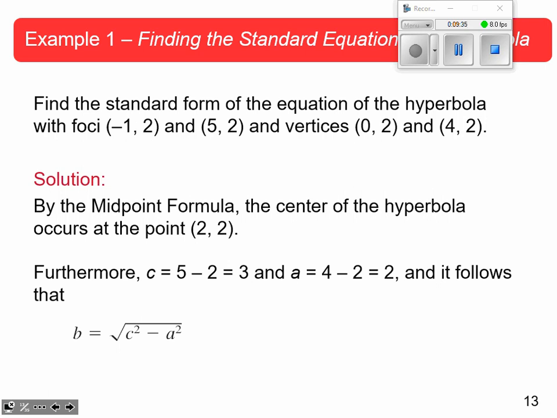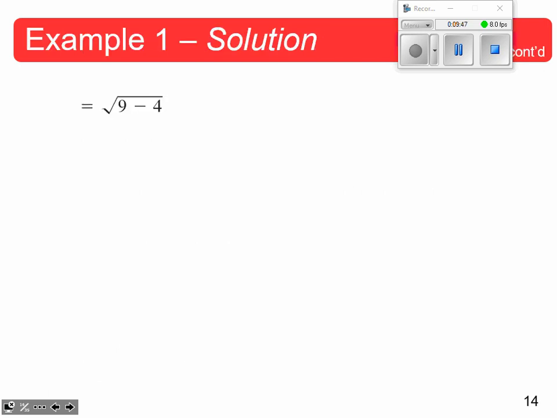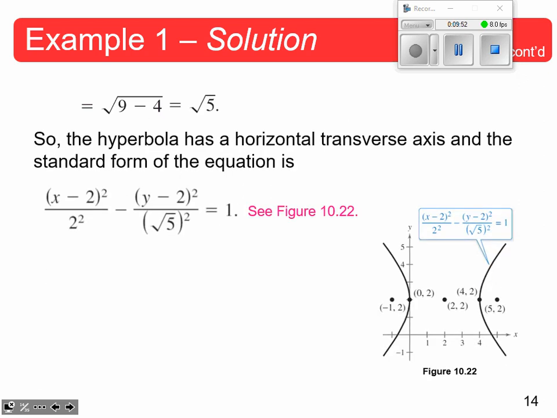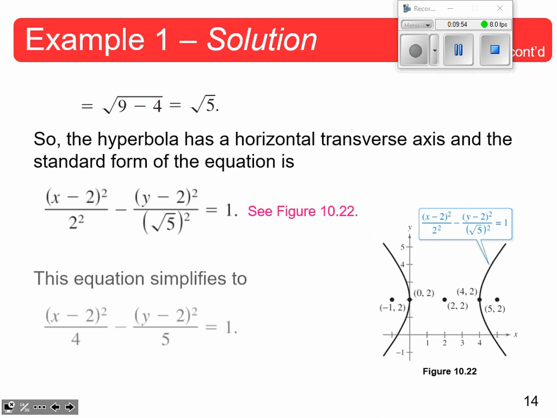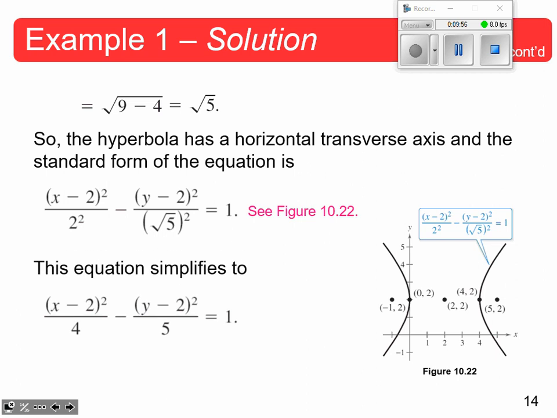And this works the same way. 0 plus 4 is 4, divided by 2 is 2. Same with 2. C is equal to 5 minus 2 is equal to 3. A is equal to 4 minus 2, which is 2. Plugging it into our square root theorem, we get 5. Which is the equation we got. And this here would be the graph of said equation.